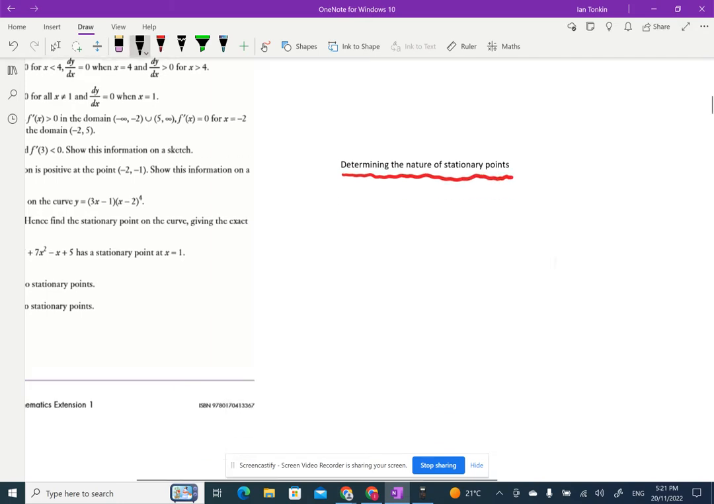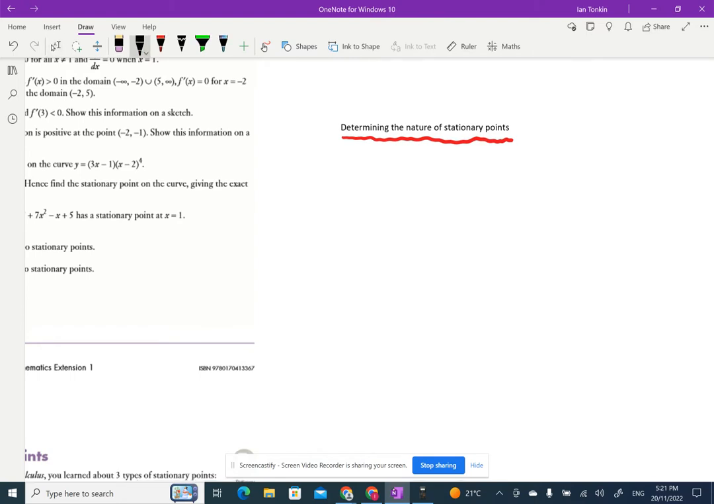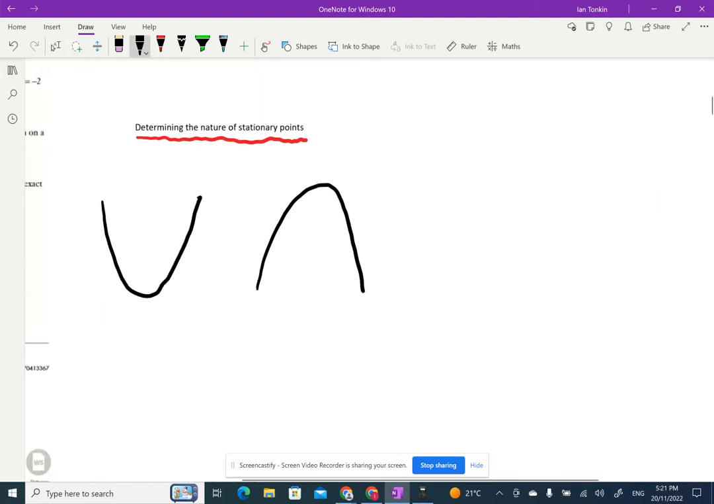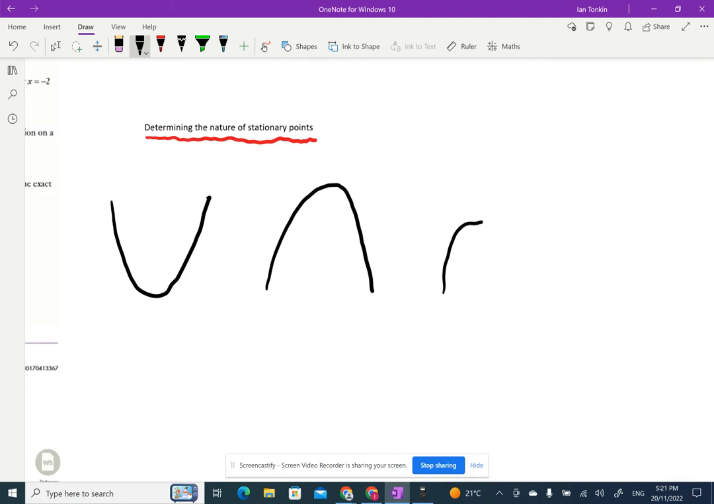All right, now, there are three types of stationary point. I'm just going to draw the three examples side by side. You're going to say there are four, but then we'll refer to one. Okay, so we get a stationary point.